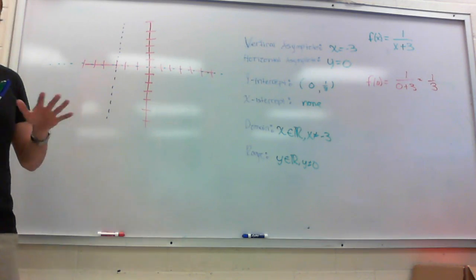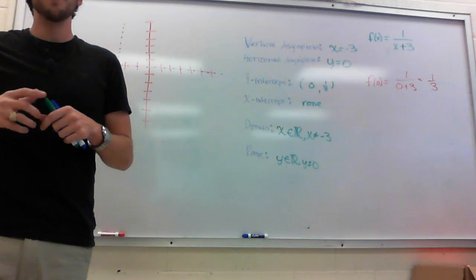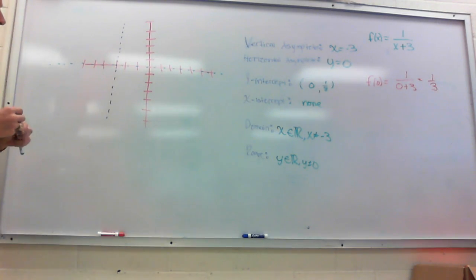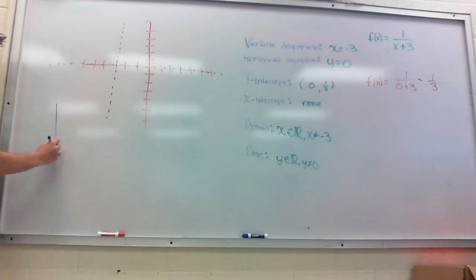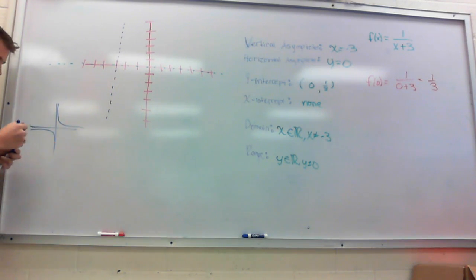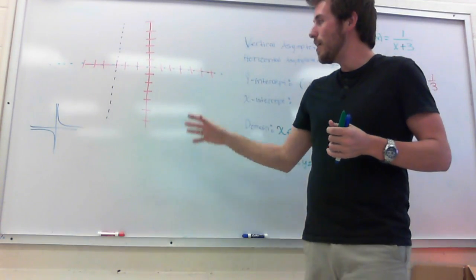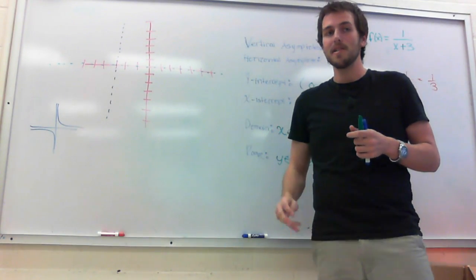And so what we need to do now is look at the parent function of rationals to get an idea of what the curvature is going to look like. So I'll go ahead and draw the parent function below. Our parent function has that type of curvature, and so we hope that our actual function that we're graphing is going to have something similar.